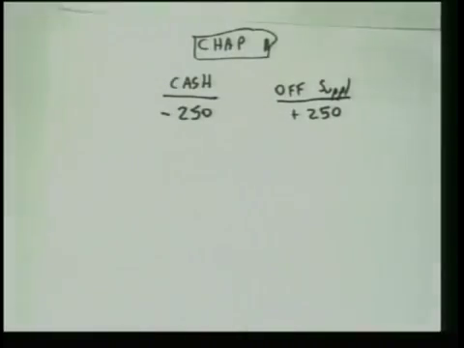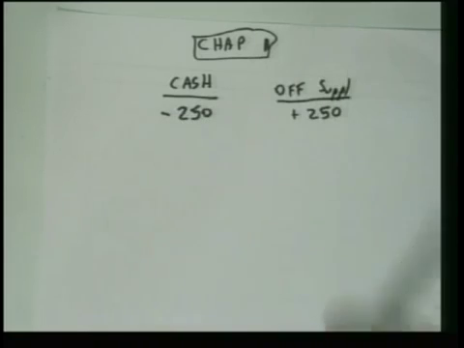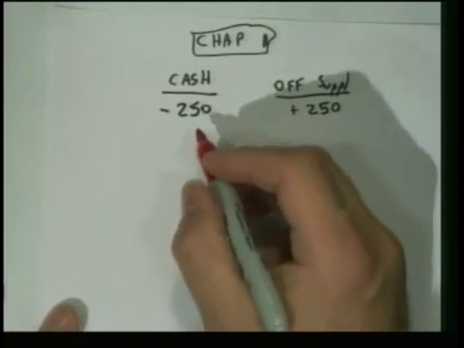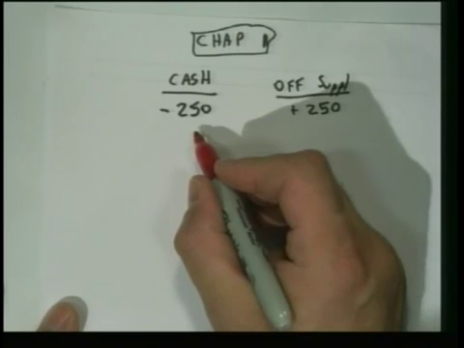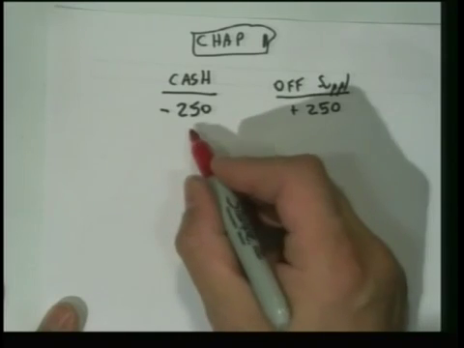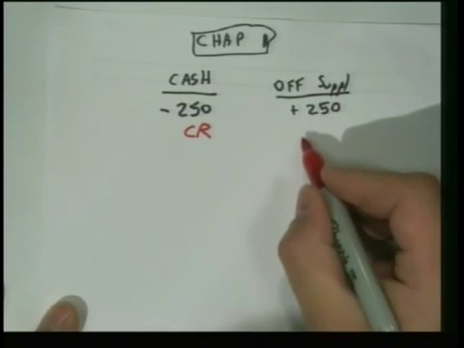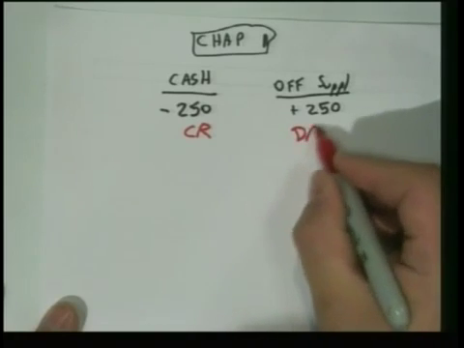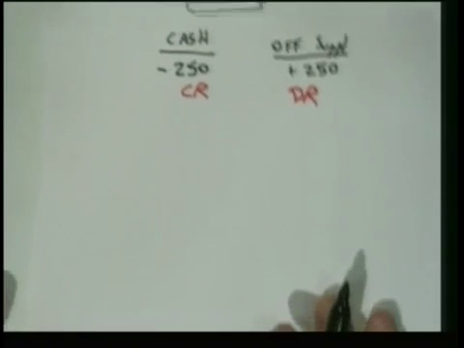And I was going to ask you, how do we decrease cash? What do we do on the right of the T account? We debit it or credit it? How do we decrease cash? Credit. We credit it. How do we increase office supplies? We debit it. Okay?